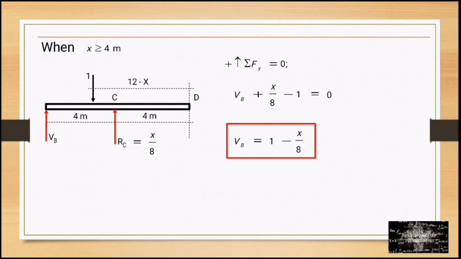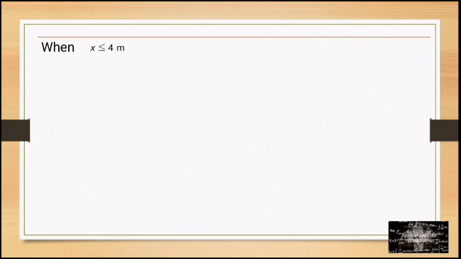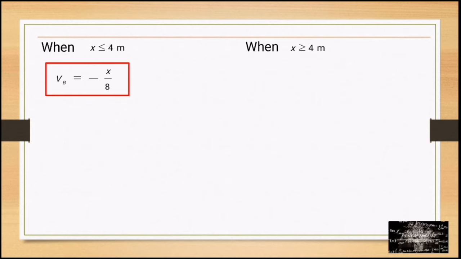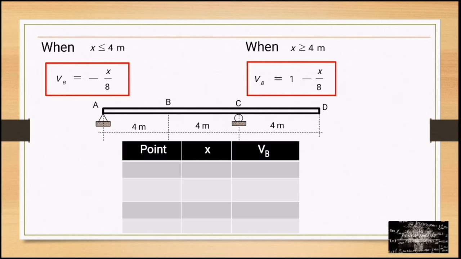Okay? So ito yung summary natin. So, when x less than or equal to 4 meters, ito yung formula. So when x greater than or equal to 4 meters, ito yung formula. So tabulate natin. So at point A, when x is equal to 0, so less than 4 meters yan. So ang gamit natin yung formula, so VB equals to negative x over 8. So yung VB natin is equal to 0.